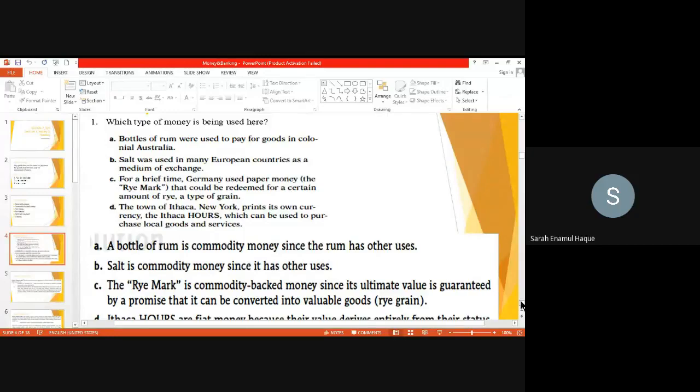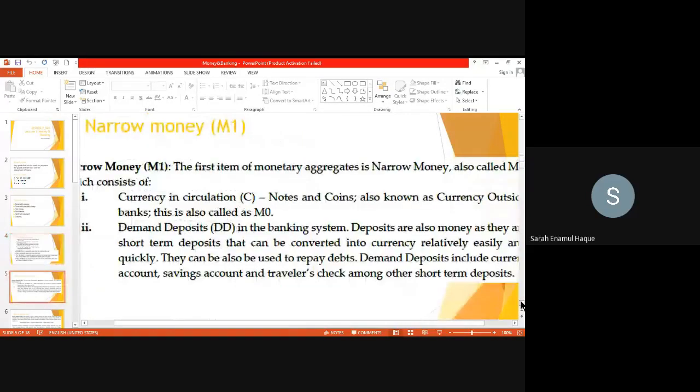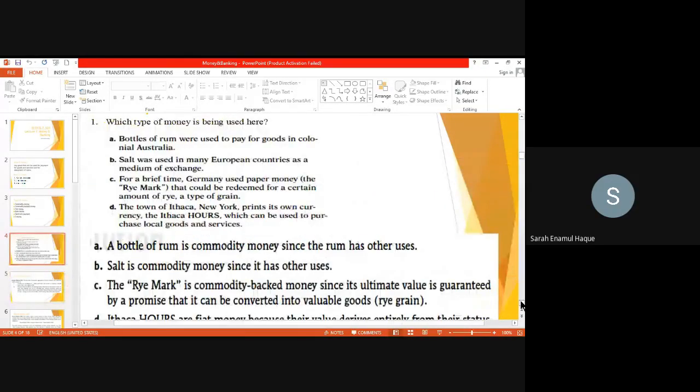You can imagine, it's also there on the screen, this is commodity backed money, right? Remember what I said in class, that it is just a useless piece of paper, but on the paper is written that if you give this to me, I will give you this amount of that item. So here this rye mark is a commodity money. I hope it's clear. We have done all this. I don't think you should have problem in understanding these answers.